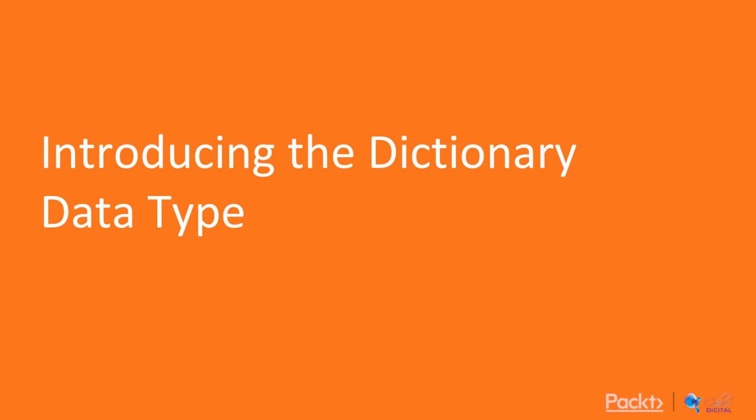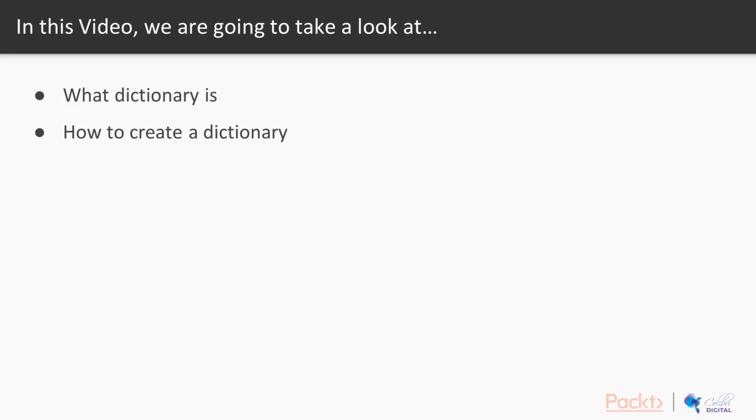So let's introduce you to the dictionary data type. We're going to do this in 2 steps. So in this video, we're going to take a look at number 1, what is a dictionary? And number 2, how do you create a dictionary? Let's go in and take a look.